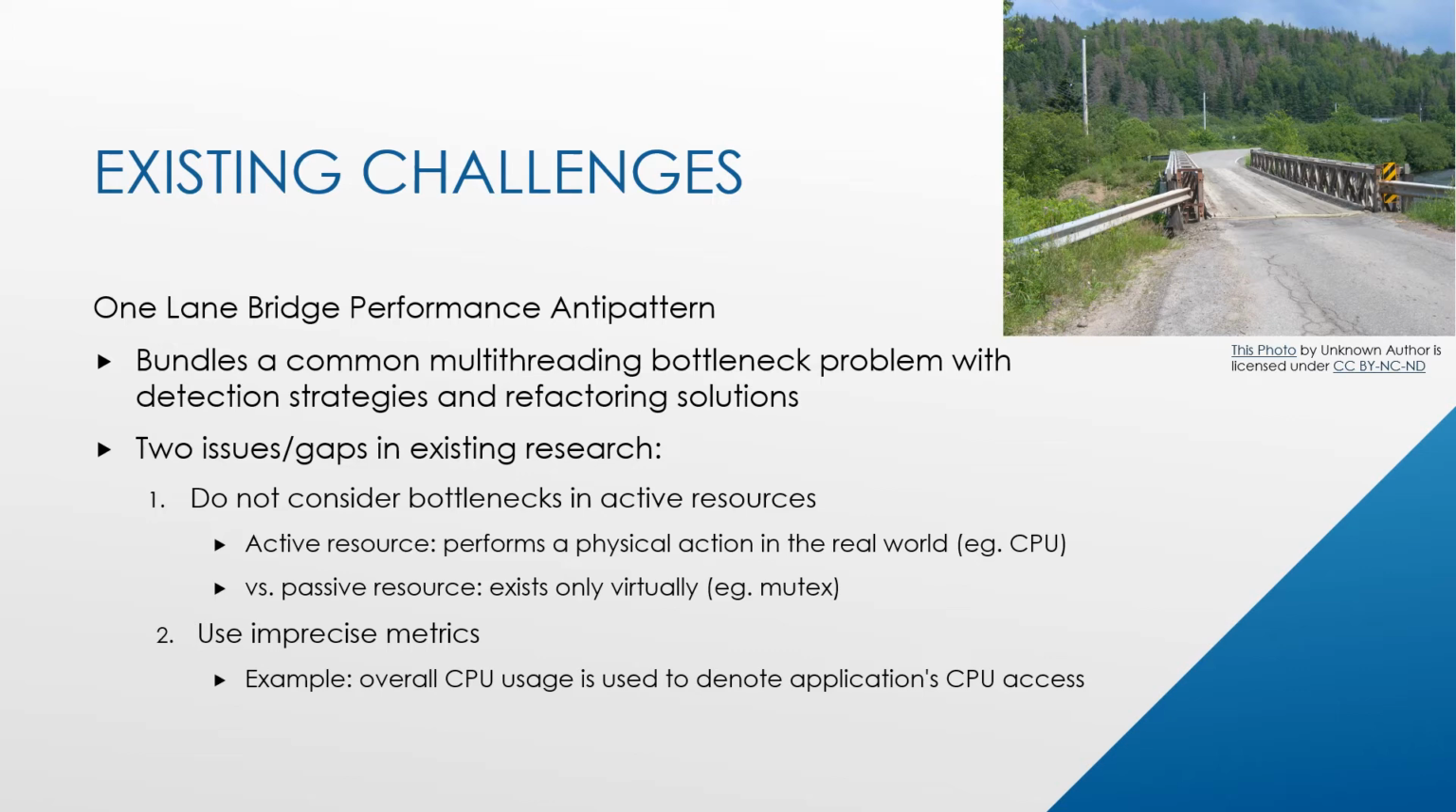The second challenge is that existing research uses imprecise metrics. For example, the overall CPU usage is used to denote an application's CPU access. However, this only takes into account the best case scenario. If there are other applications running at the same time, or the CPU is undergoing CPU throttling, this metric is incorrect.